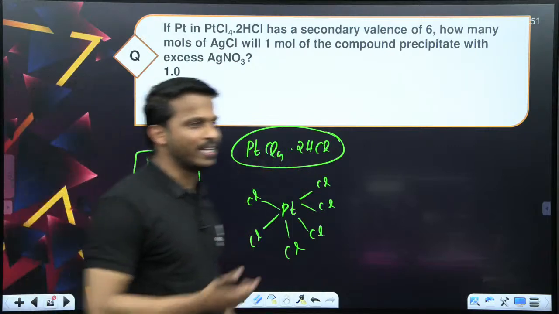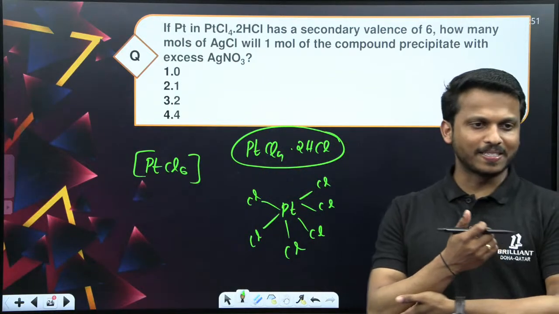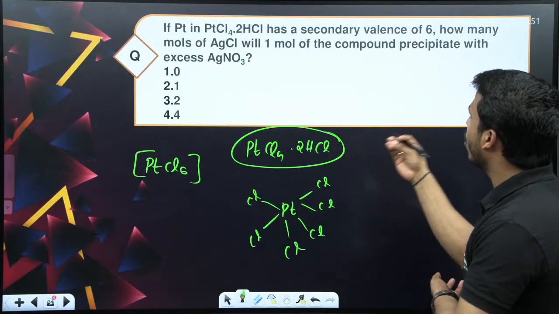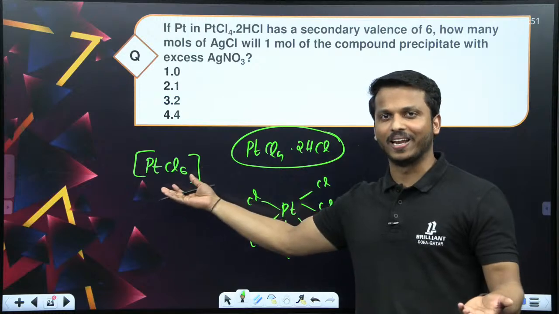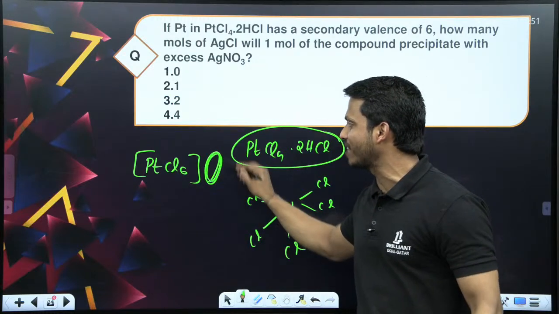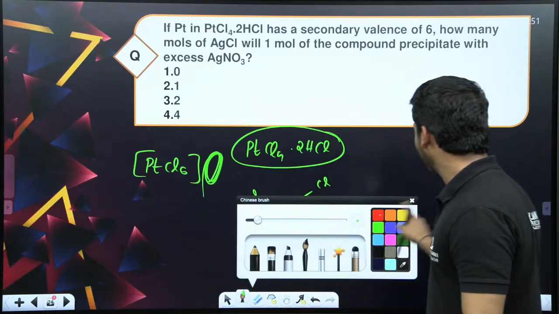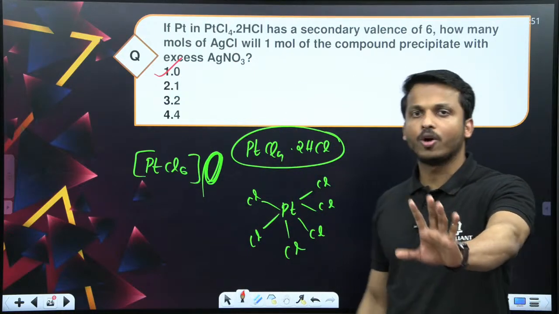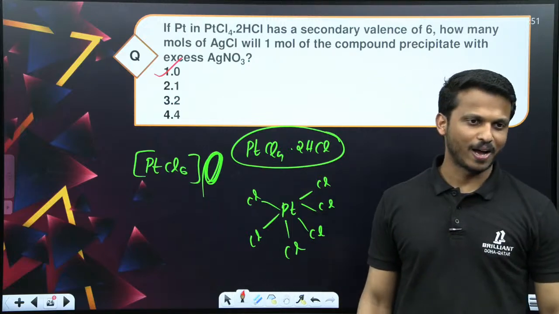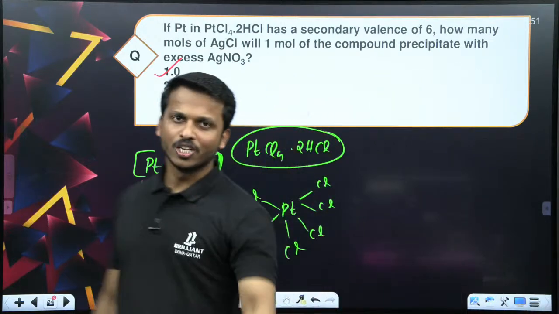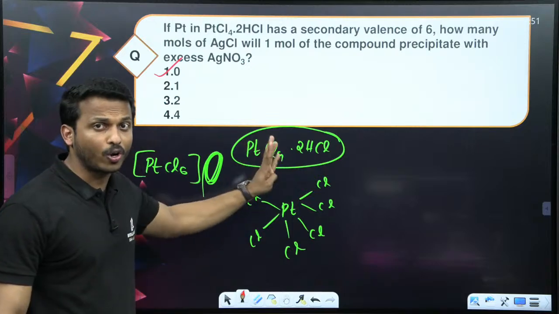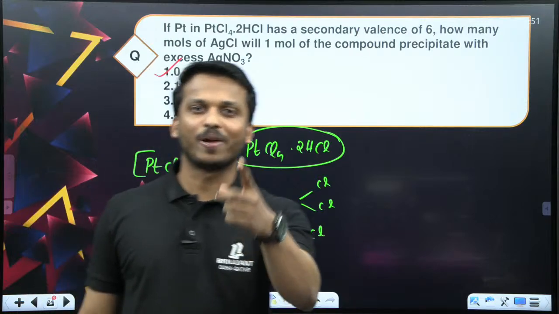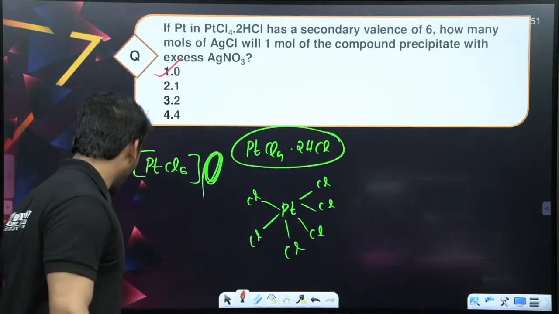So what is the answer, my dear students? Question: how many moles of AgCl will 1 mole of the compound precipitate? No AgCl, because there is no chlorine outside. So we can directly go with option number 1, 0 AgCl formed, because there is no chlorine outside. Are you clear? I hope it's clear, dear student. So PtCl4, 4 chlorine already there. Why did we take 2 more chlorine here? Because they already said the coordination number is 6. Therefore I took 2 more chlorine. Hope you are clear on the question.